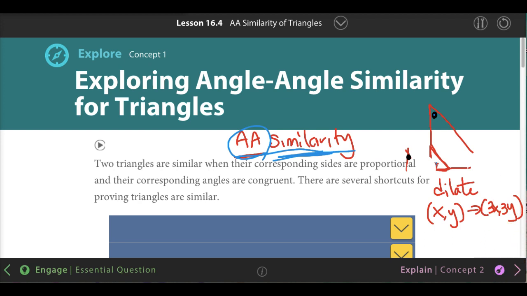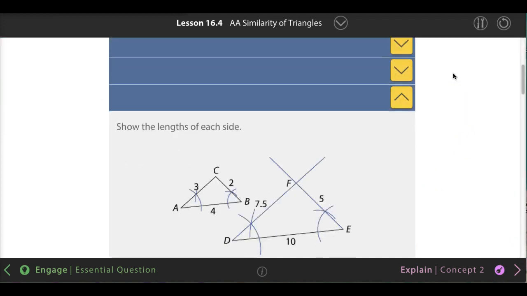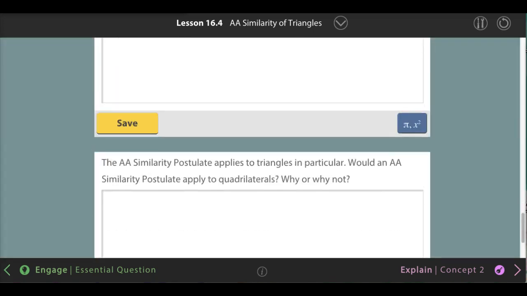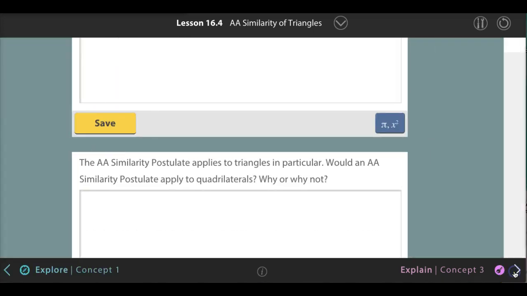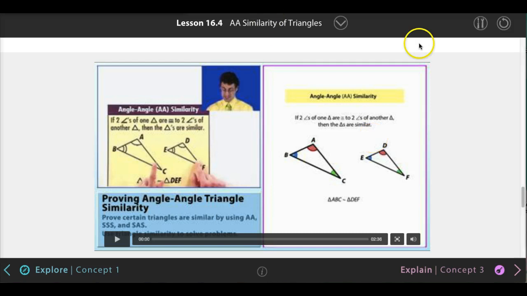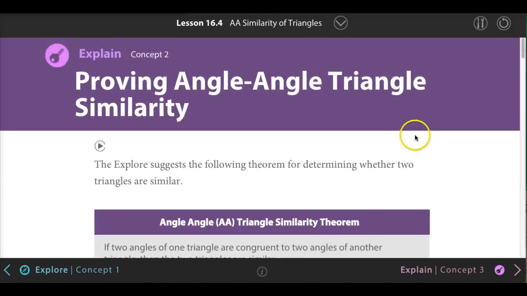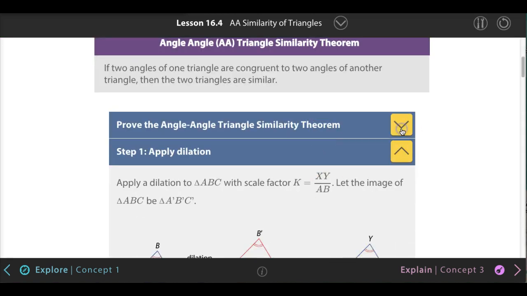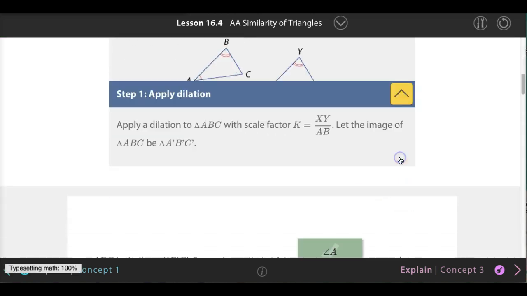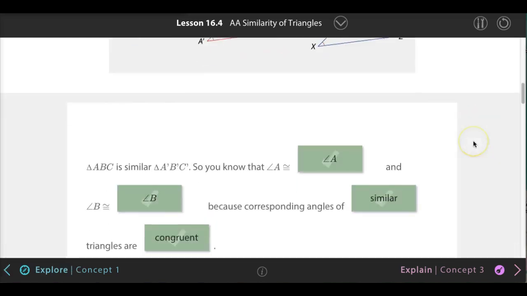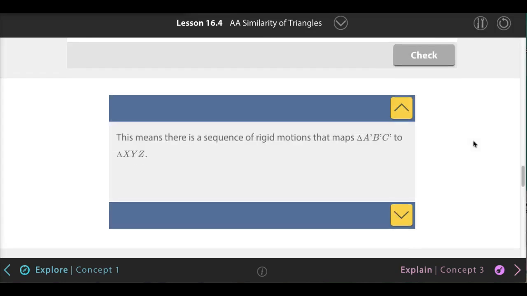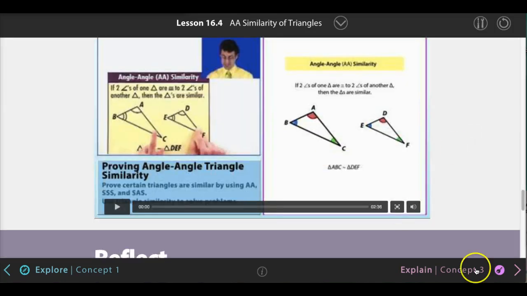Okay, and that's basically what they are teaching you over on this page. Please make sure you scroll down and learn all that stuff. As you can see, I did everything. There aren't any mistakes that I can tell. So then over here, it attempts to prove why the angle-angle triangle similarity theorem works. Okay, so it says prove it. And then first they're going to apply the dilation, and then you have to go through all these steps. Okay, and then you can actually prove it.